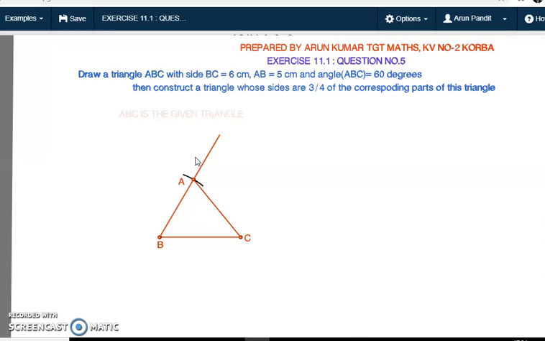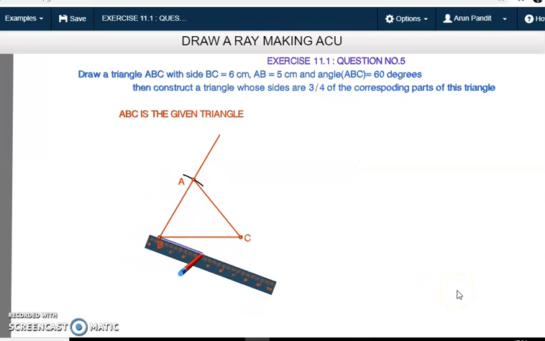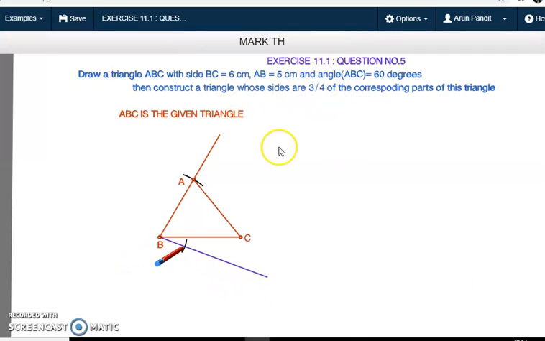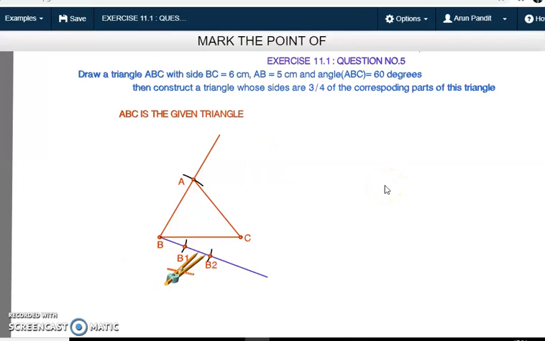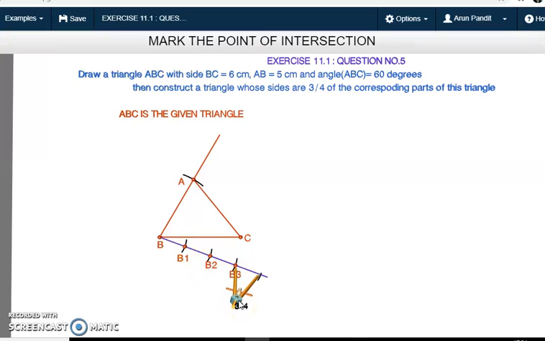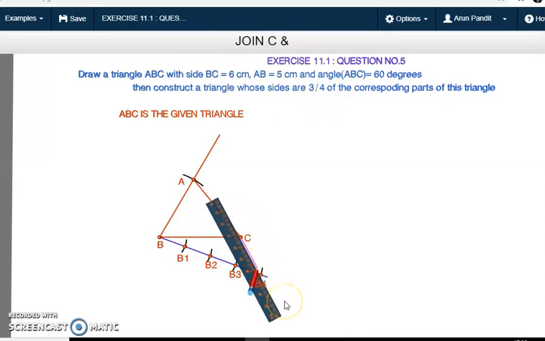Now we have to construct another triangle similar to this triangle in the ratio 3:4. So first you construct an acute angle just below the line segment BC. Which one is greater between 3 and 4? 4 is greater. So you cut 4 equal arcs such that B B1 equals B1B2 equals B2B3 equals B3B4. As the denominator is 4, so you join C to B4.